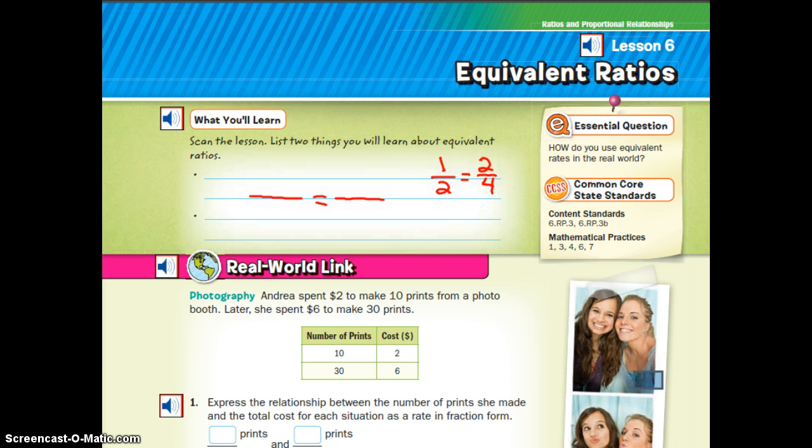Those are fractions. The difference is that we are talking about something and we need labels. So I expect to see labels on everyone's paper. That's where you choose a letter. Let's look at the real world link.